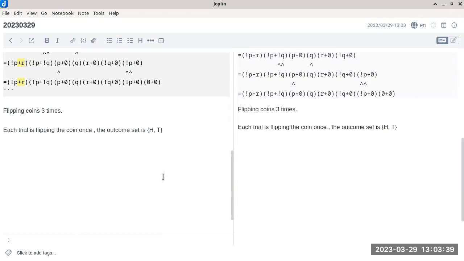Okay. So now the question is, what about the entire experiment? Because this experiment is flipping the coin 3 times. So what do you think would be the outcome set of the experiment? Outcome set of the experiment. So what do you think that's going to look like?